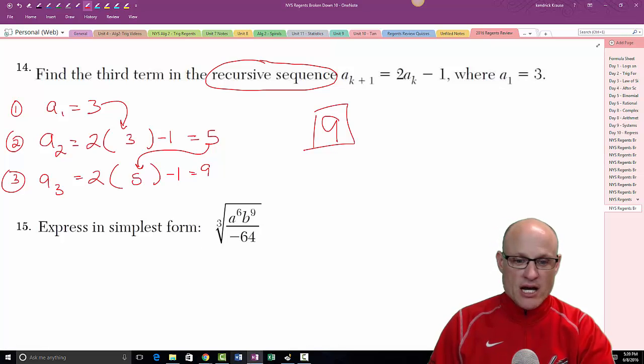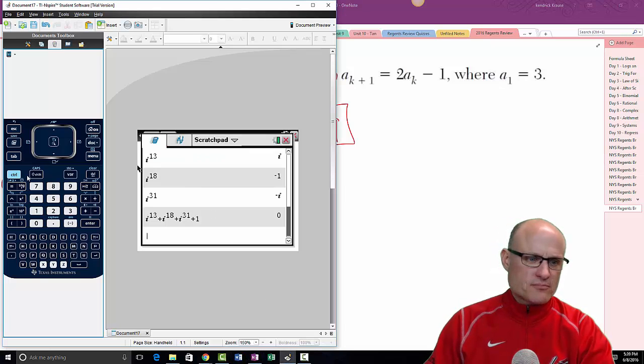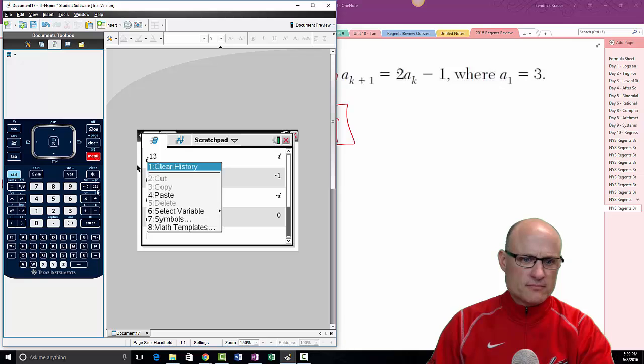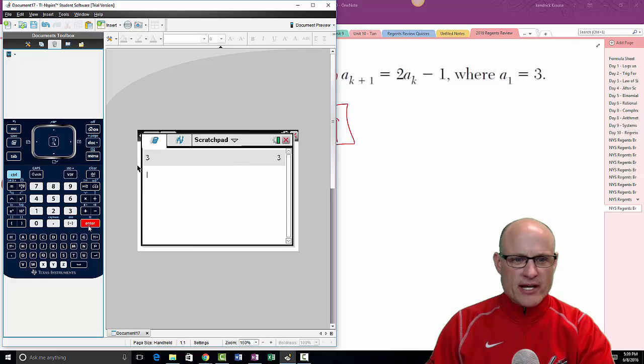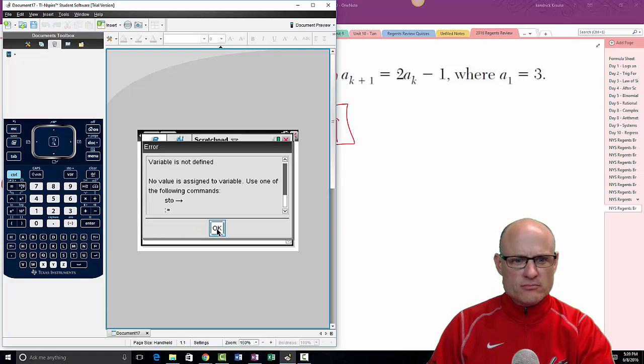That's it. Now, I'm going to show you using the calculator as well. And here's how this works. You just type in a 3 and you hit enter. And the formula for this says, over here it says 2 times the previous term minus 1. So 2 times, and you have to hit answer, control answer. It's got to say answer here, minus 1. And you press enter.